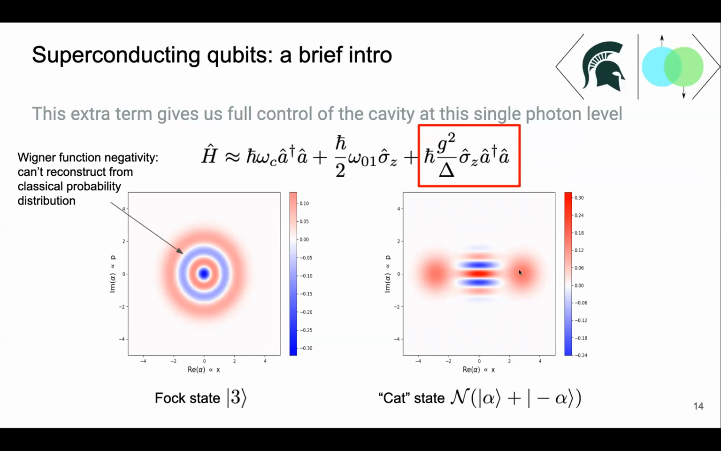And it also allows us to create these really cool things called photonic cat states, which are superpositions of photonic coherent states. You might ask, why are they called cat states? And it's because this quantum interference between these two red blobs looks just like cat whiskers, or so whoever named them thought. But also the Schrodinger's cat thing, right?